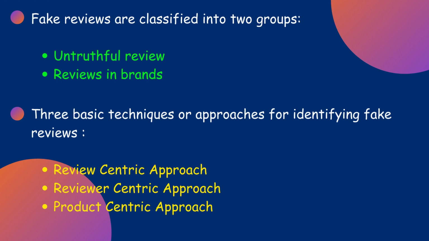The second approach is the reviewer centric approach. This method depends on the behavior of the reviewer. This approach considers information about users and all reviews that are written by them. Features used in this method are account age, profile picture, URL length, IP address, number of reviews written by the reviewer, maximum rating per day.